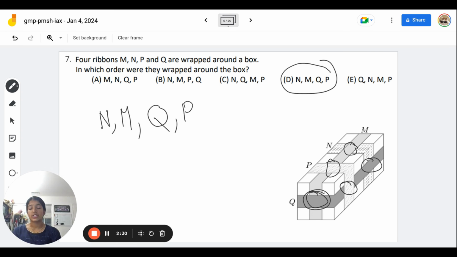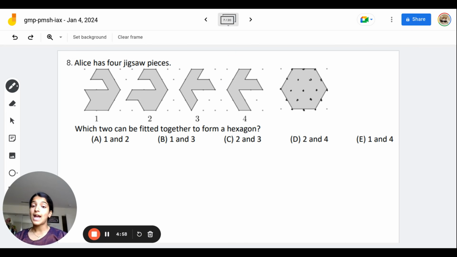So the answer to number 7 is letter D. Question number 8. Alice has 4 jigsaw pieces. Which 2 can be fitted together to form a hexagon? So for this one, we're going to look at the options.